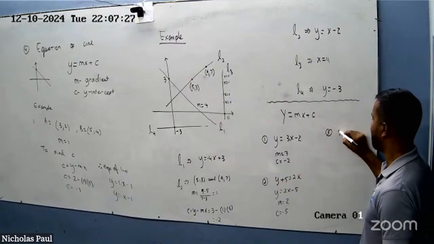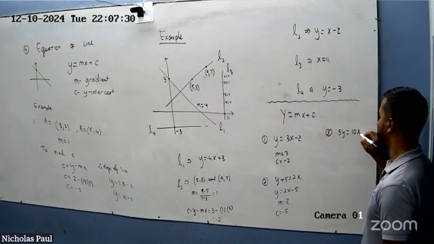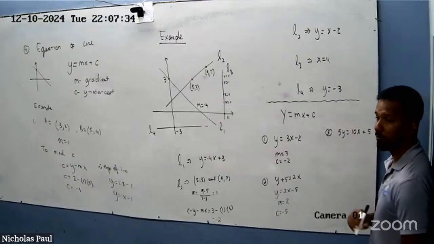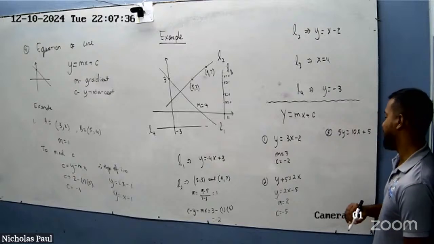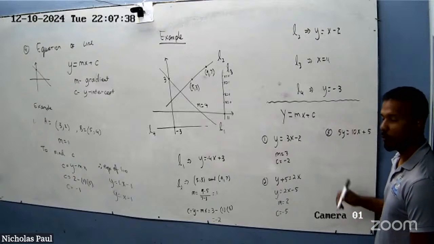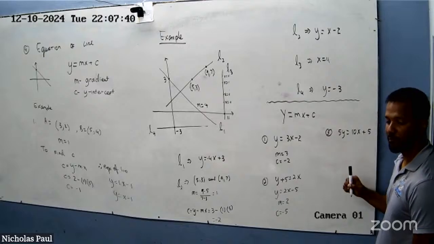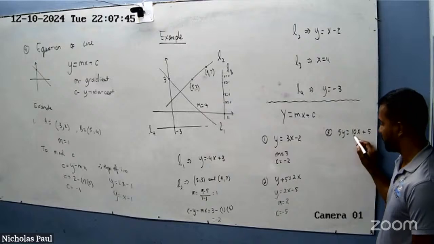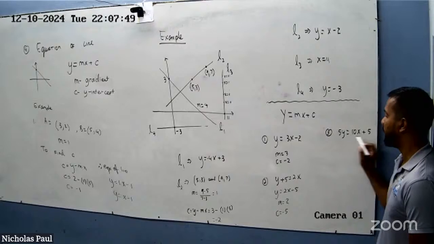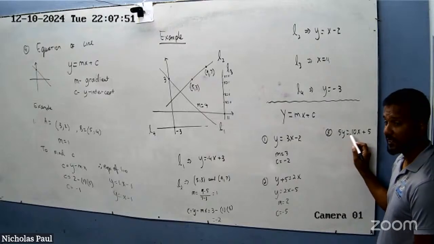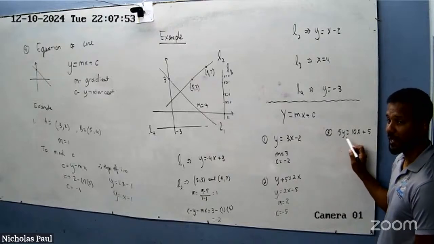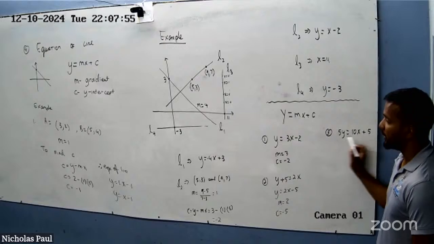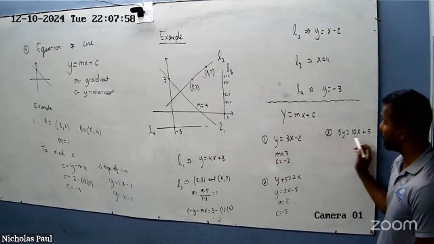What about here? 5y is equal to 10x plus 5. What is the gradient here, Jamal? What is the gradient here and what is the y-intercept here? But the problem is, is this y is mx plus c or is this 5y is mx plus c? It's supposed to be y. So what to do?